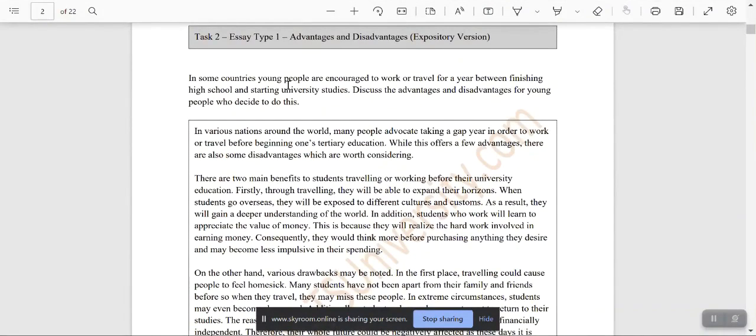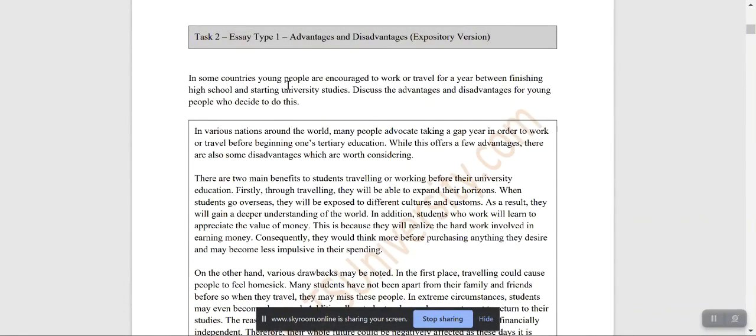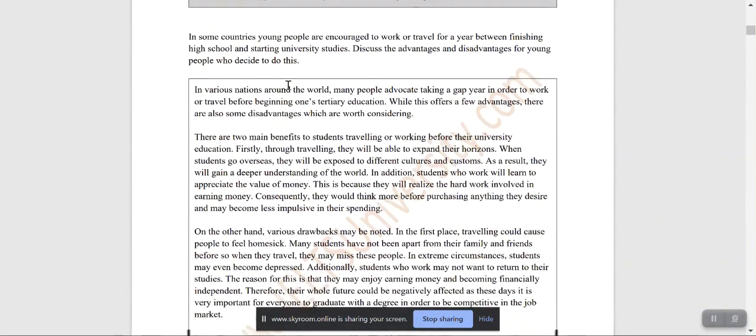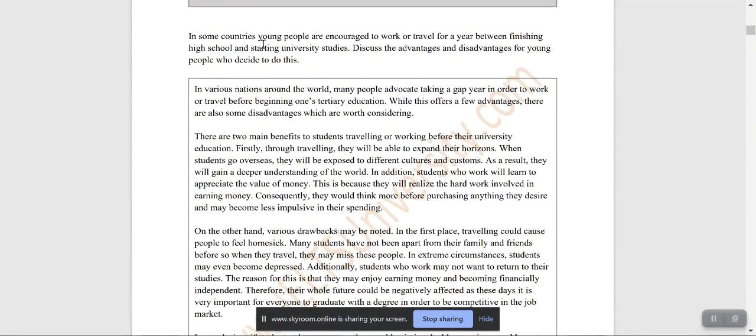Okay, cool. Task 2, easy. Advantage and disadvantages. Expository version. Okay, perfect. In some countries, young people are encouraged to work or travel for a year between finishing high school and starting university studies. Discuss the advantages and disadvantages for young people who decide to do this.